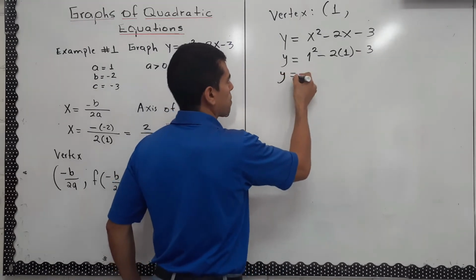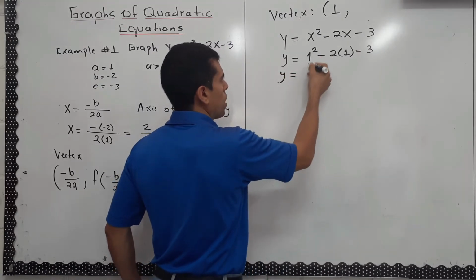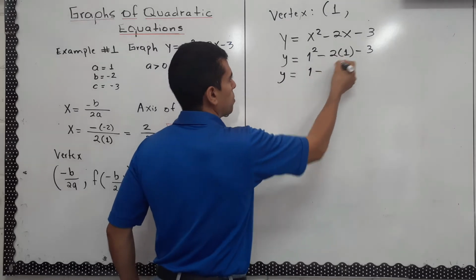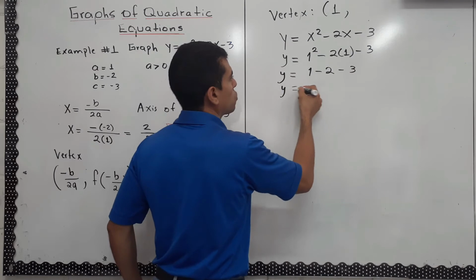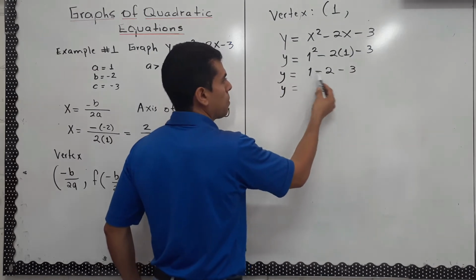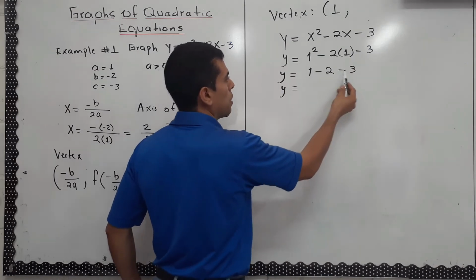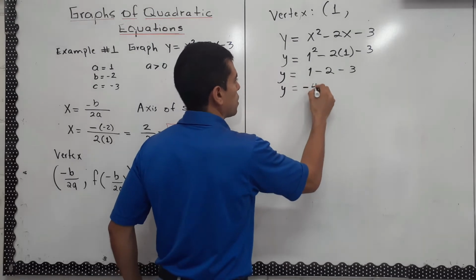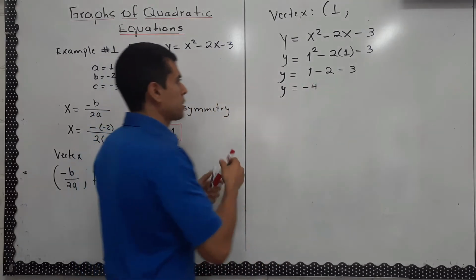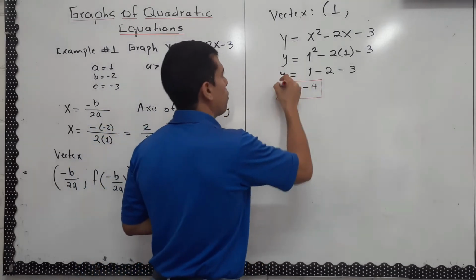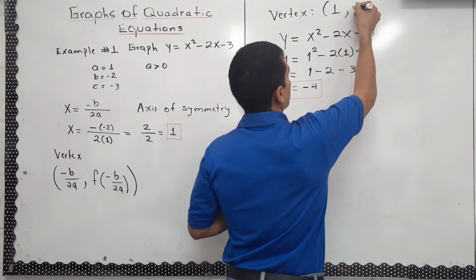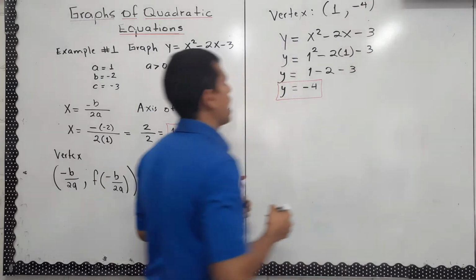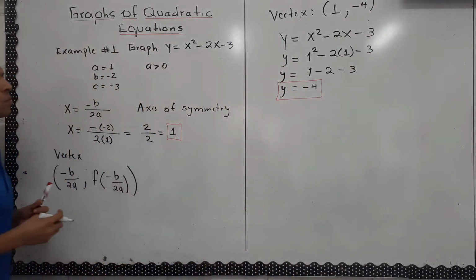Then for y, order of operations: 1 to the 2 is 1, minus 2 multiplied by 1 is 2, minus 3. So y is equal to 1 minus 2, which is negative 1, minus 3, which is negative 4. So y is equal to negative 4. Our vertex is going to be 1, comma, negative 4. So we have our vertex found.